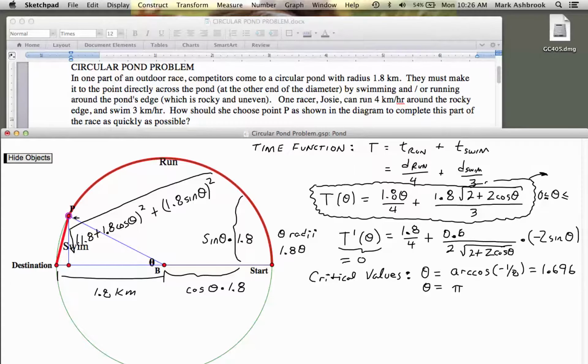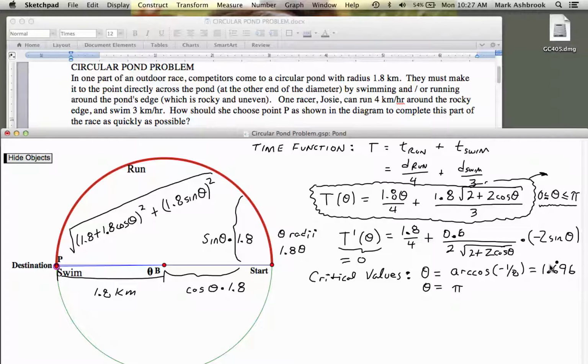So what angle would that be? Right now, theta is actually this angle here. So what angle is her running the whole way around the top of the circle? Well, that would be pi radians. Okay, so that's our domain for this function, the values of all possible values of theta that make sense.